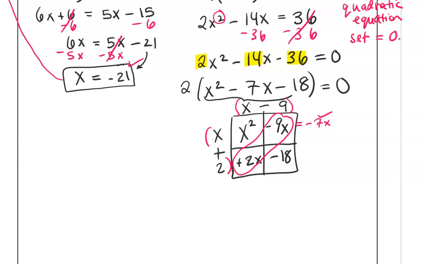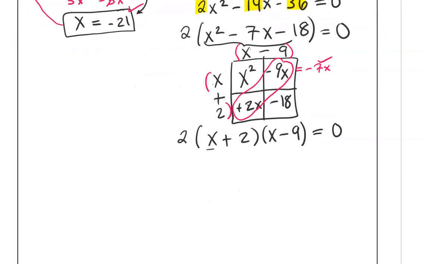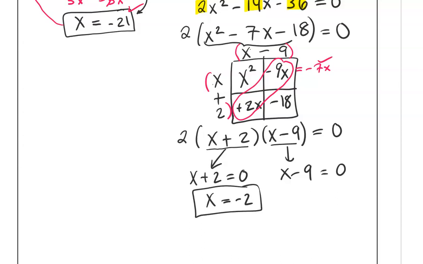So now here's what I have. I have 2 times x plus 2 times x minus 9 equaling 0. And then to solve this equation, I take my factors that have x's in them. I don't need to worry about the 2, just the factors with x's, and I set each one of them equal to 0, and then I solve for x. So I get x equals negative 2 as one answer, and then x equals 9 as the other answer.